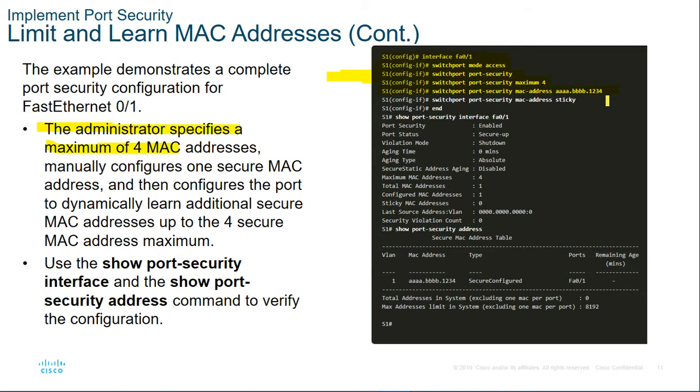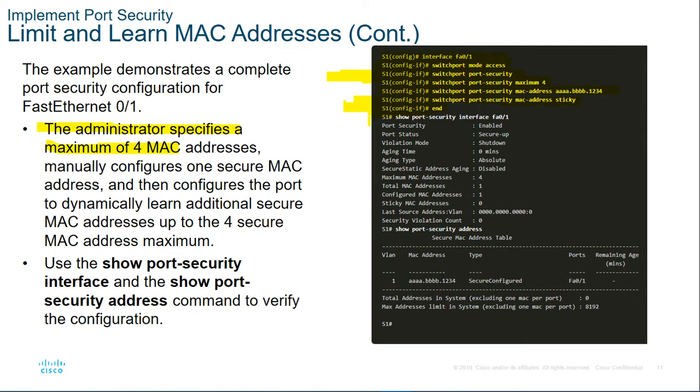Then he is going to allow the MAC address dynamically. One MAC address is configured statically. After that, he is configuring the MAC address dynamically: switchport port-security mac-address sticky. He is configuring the MAC address dynamically and is going to store the MAC address in the MAC table permanently. Right, now he has done all the configuration. After that, we are going to verify the configuration.